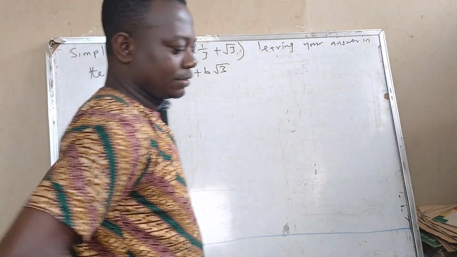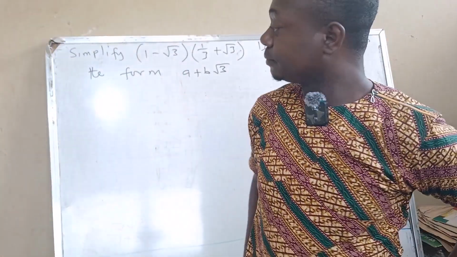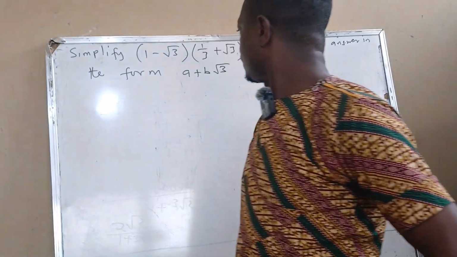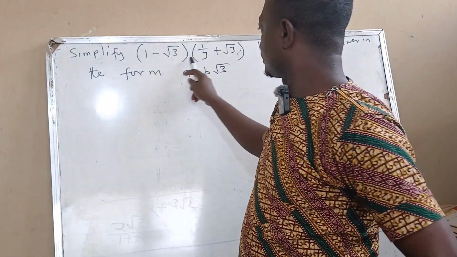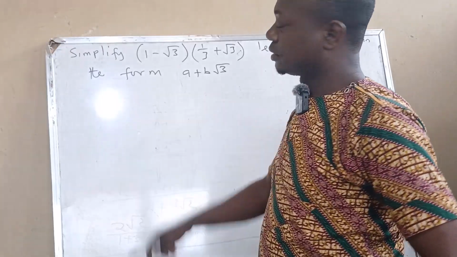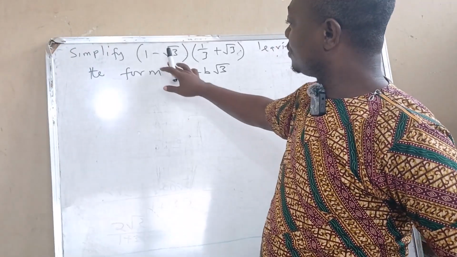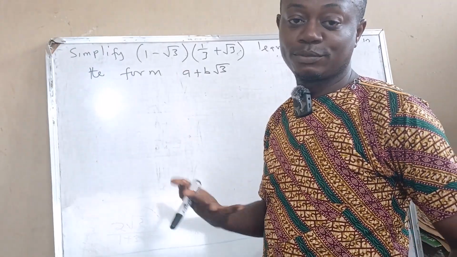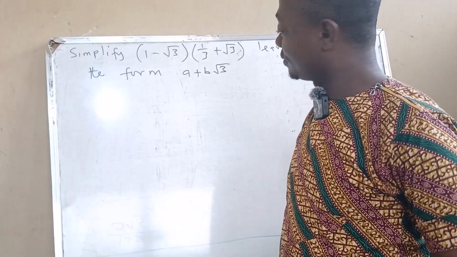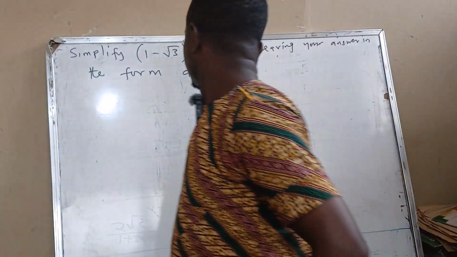Okay, so let's look at the next example. Okay, so we are to write this in the form of this. Remember, we have 2 brackets here. It means we have to go to the multiplication process. Okay, all right.